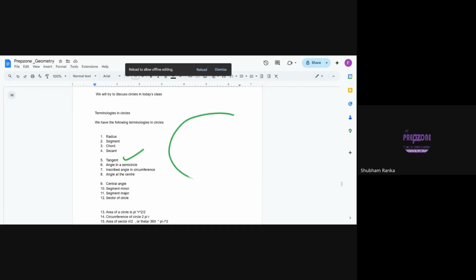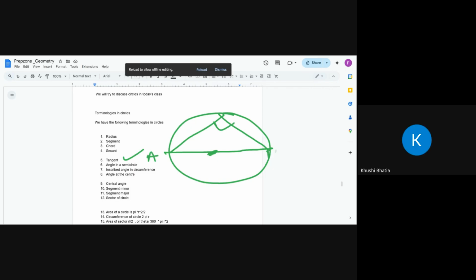Tangent, then, if this is 90 degrees, we call it a semicircle. So the angle in a semicircle, wherever you make it, is 90. And if this is 90, then what is this angle?